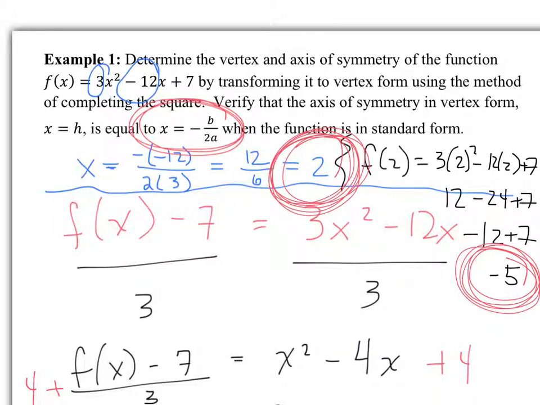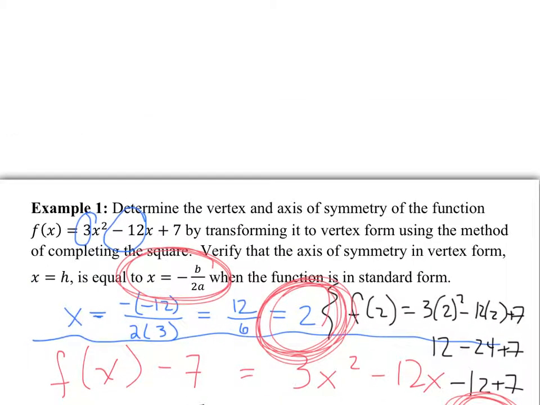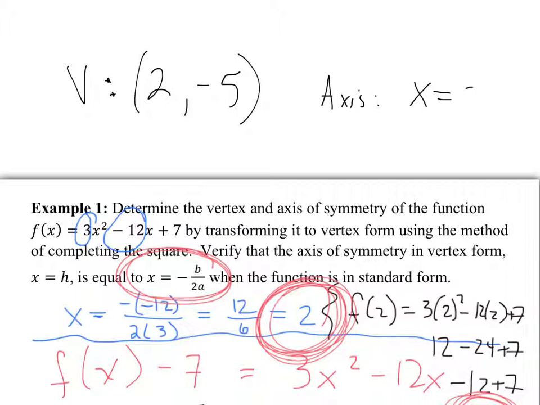So if you want to find the vertex in standard form, write this down please: first find the axis of symmetry. Then plug in that coordinate, or that x value, to get the coordinate. Properly written, again it looks like this. Your vertex in this problem was 2, negative 5, and your axis of symmetry was x equals 2.